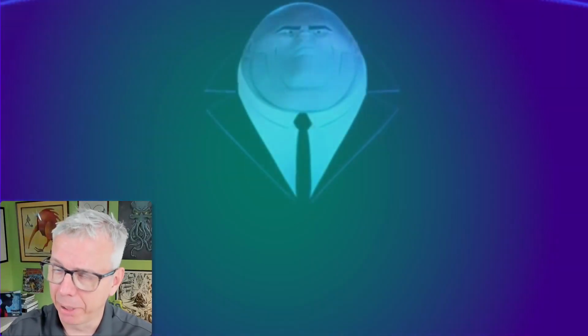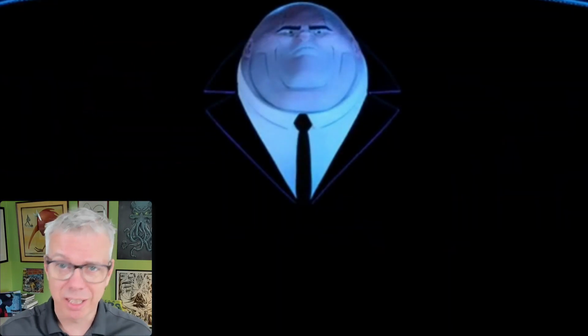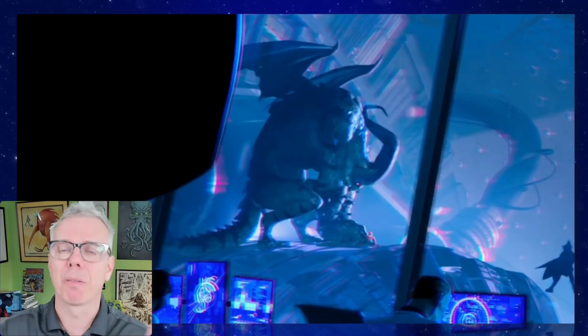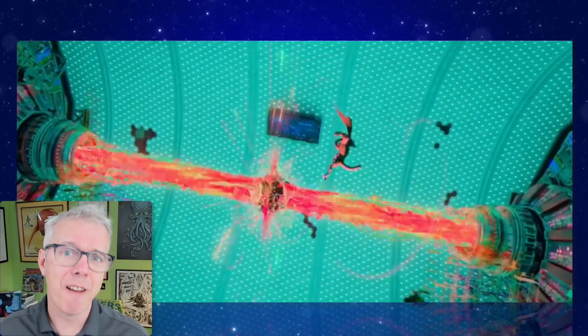Alas for Kingpin, while the collider is running, Spider-Man and Green Goblin are having a big old fight right in front of the particle collider. And in fact, Spider-Man gets pushed into the beam a little bit, and what do you know?